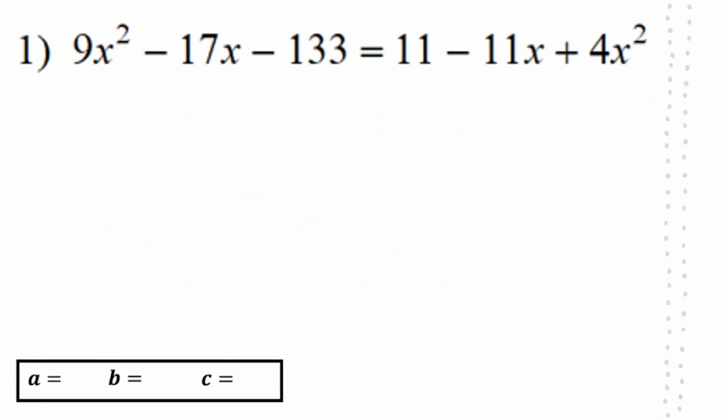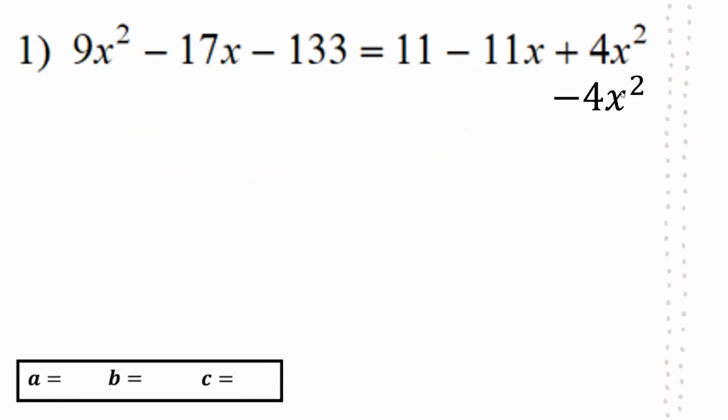Okay. So on the left here, we have 9x squared minus 17x minus 133. I have three things over here and I have three things over here. I have to move everything from the right to the left by doing the inverse. I'm going to start first with positive 4x squared. I want to move that to the other side of the equal sign. So to get rid of adding 4x squared, I'm going to subtract 4x squared.